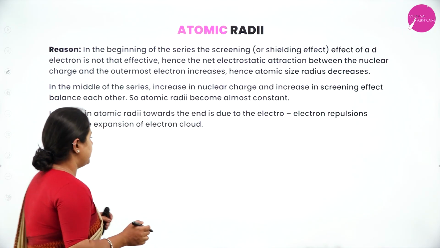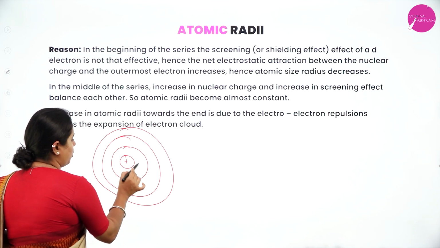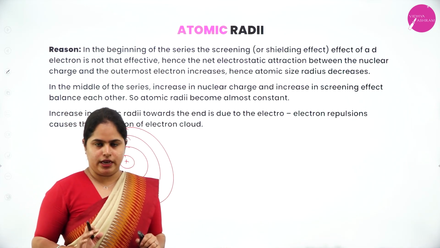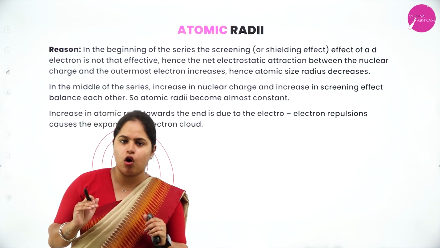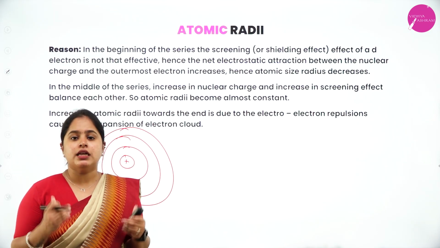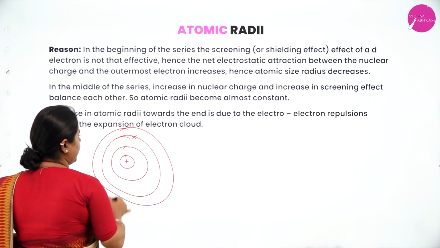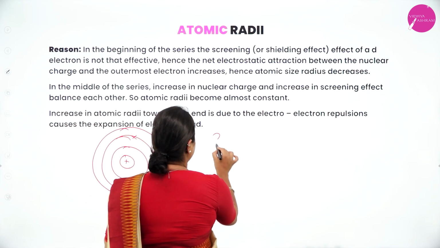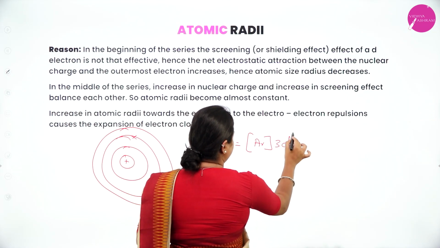So what does this mean? Let's consider the different shells here. In the center you have the nucleus, right? In the d block elements, we are going to consider the first ones, that is scandium, titanium, vanadium, which will have only a few d electrons. So in the beginning, the screening effect of the d electrons will be very less, because there are only a few d electrons present in the inner shell. For example, let's write the electronic configuration of scandium. It is argon 3d1 4s2, right?